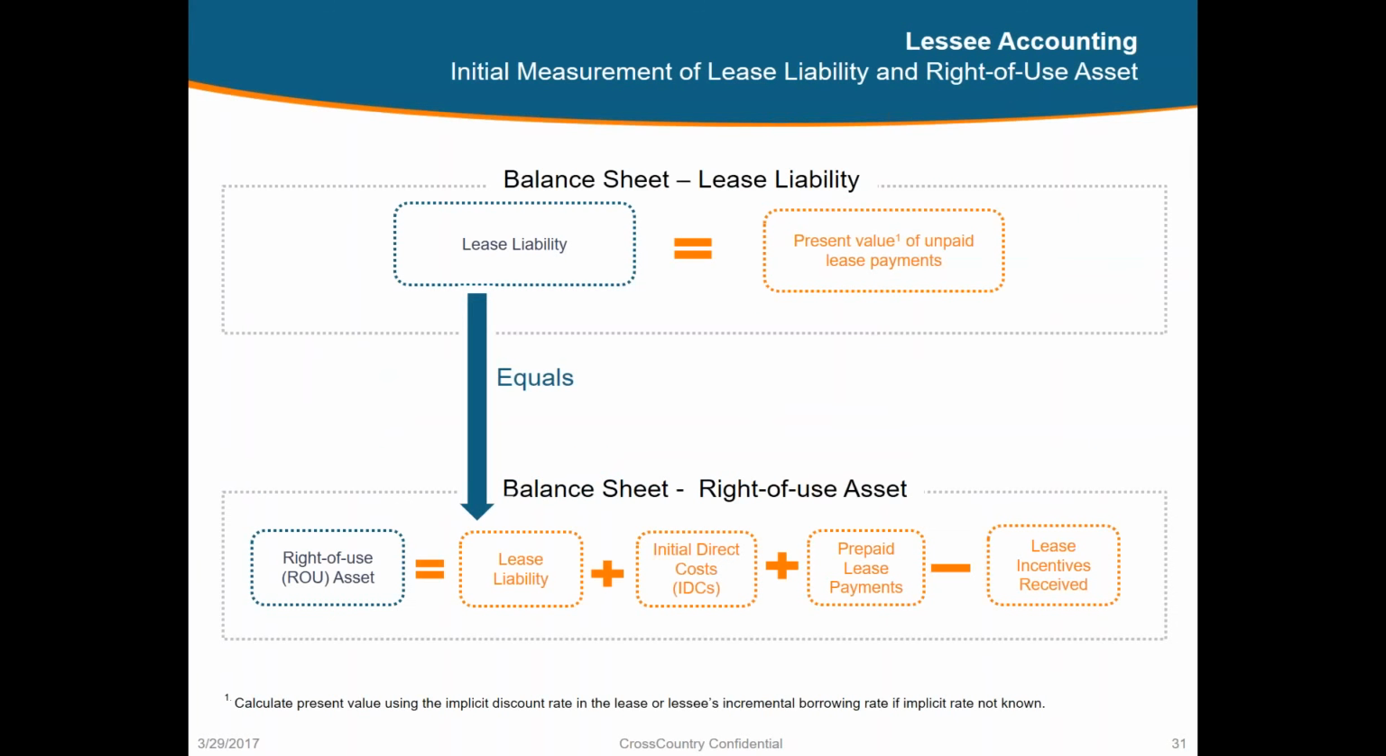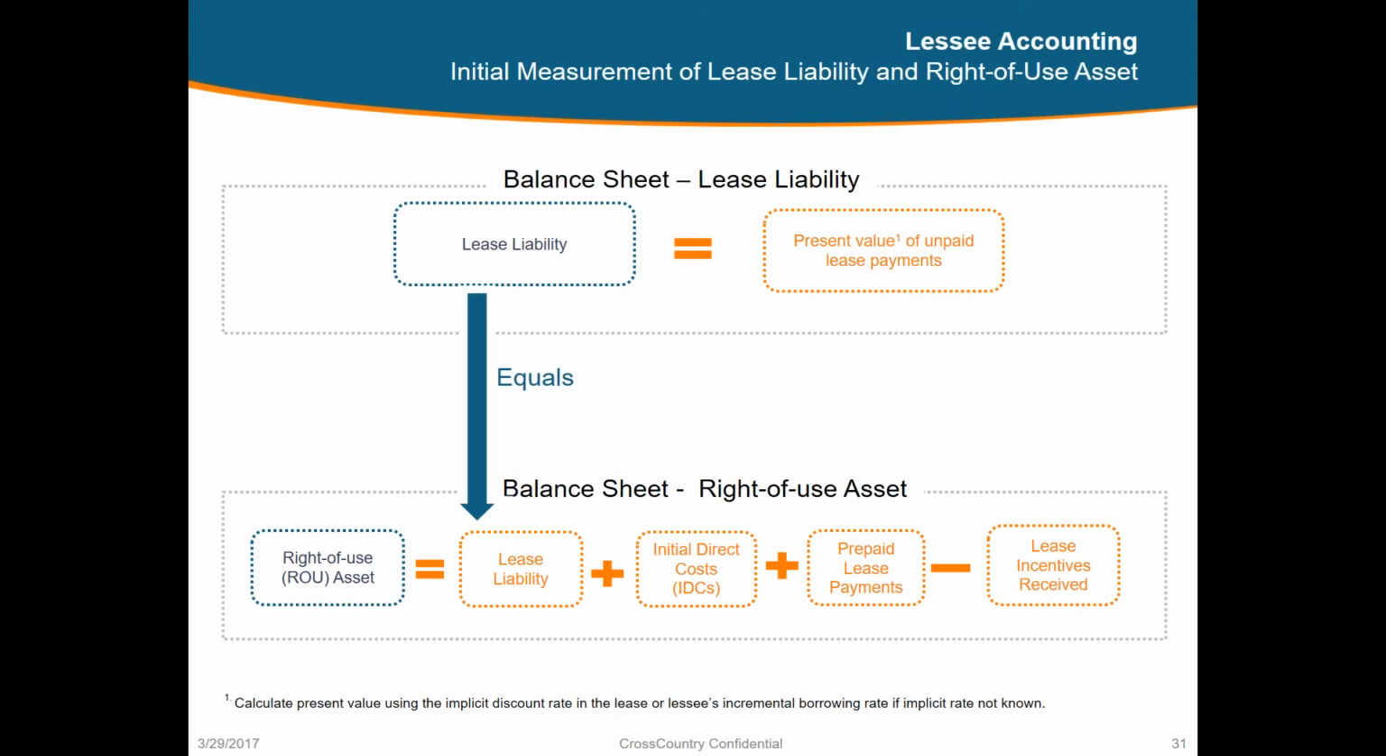The initial measurement of the lease liability and right-of-use asset is the same for finance leases and operating leases. The lease liability is equal to the present value of the unpaid lease payments, which we defined on slide 21. The present value is determined using the implicit rate in the lease, or the lessee's incremental borrowing rate if the implicit rate is not known.